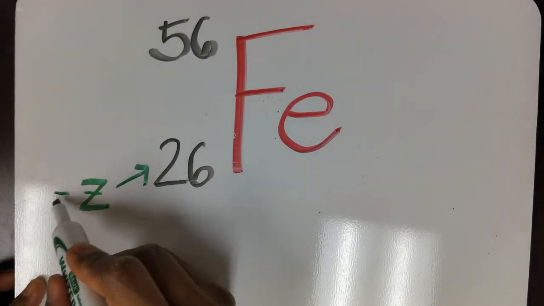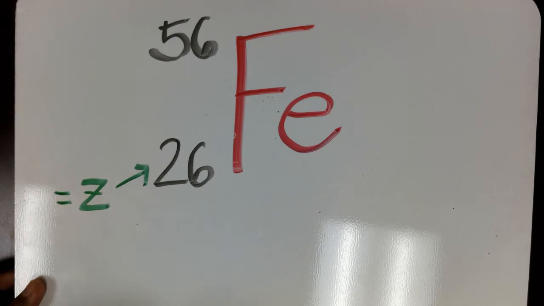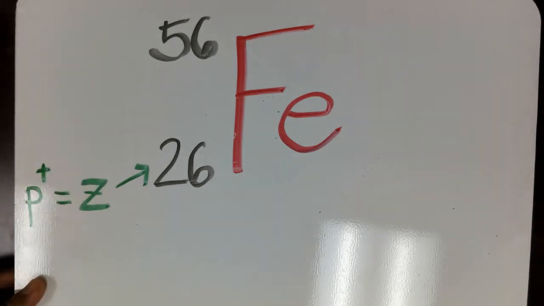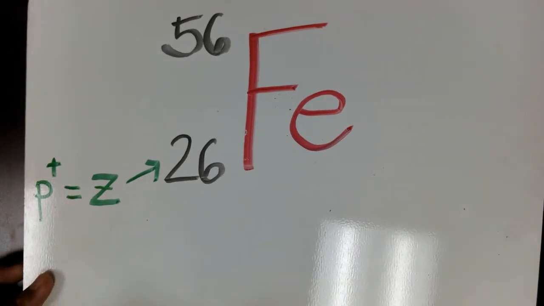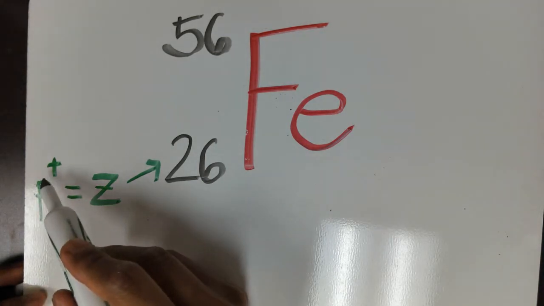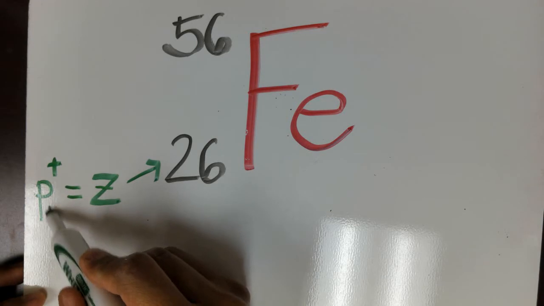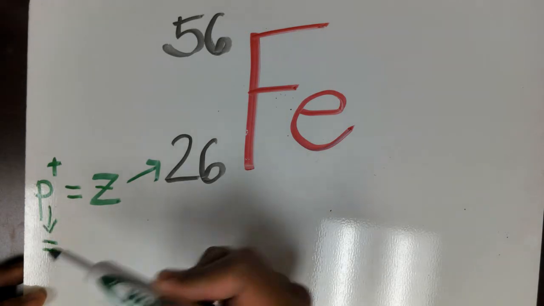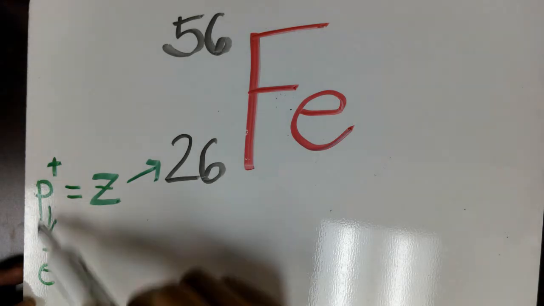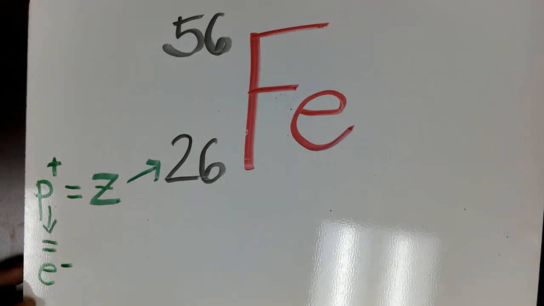And I know that my atomic number is always equal to the number of protons. Okay? And I also know that I am dealing with neutral atoms. Therefore, the number of positive protons is also equal to the number of electrons. So these three are all the same.